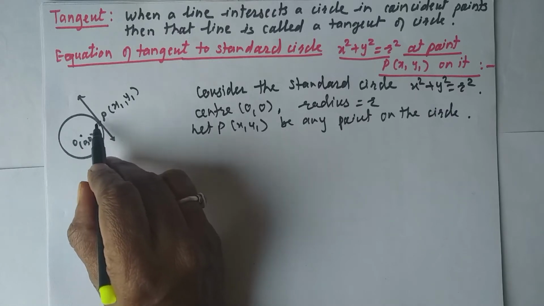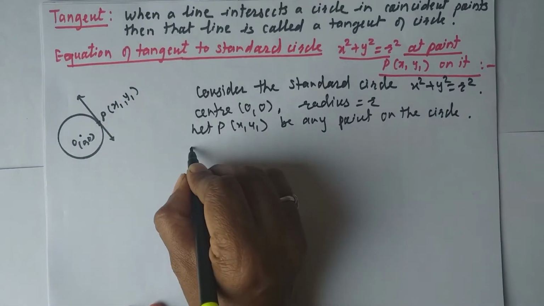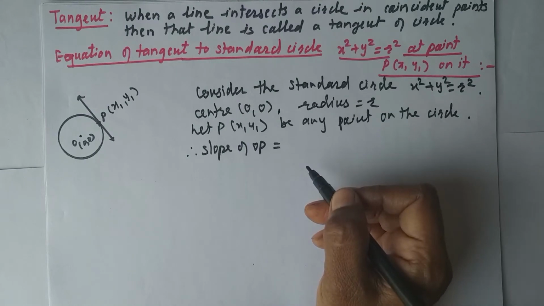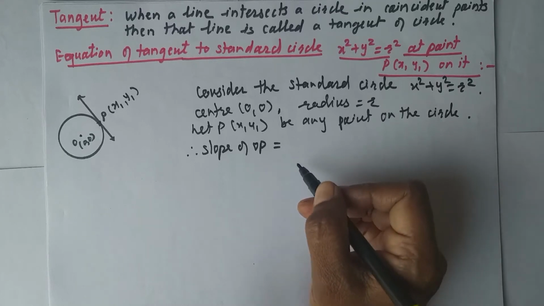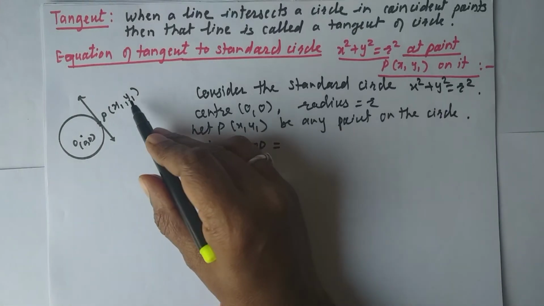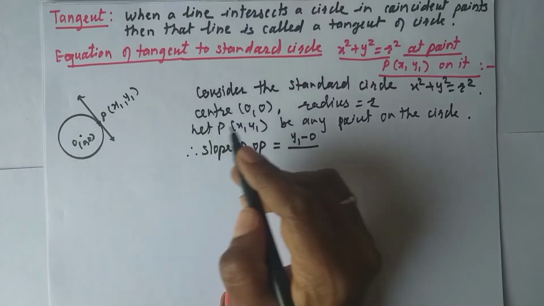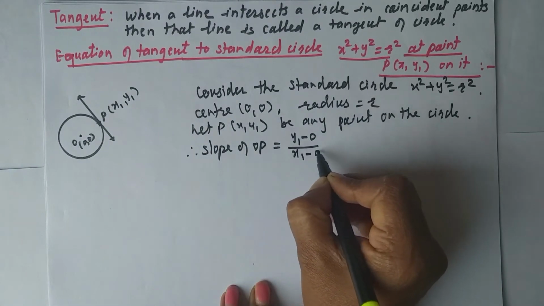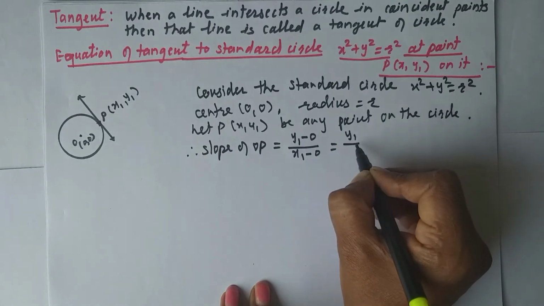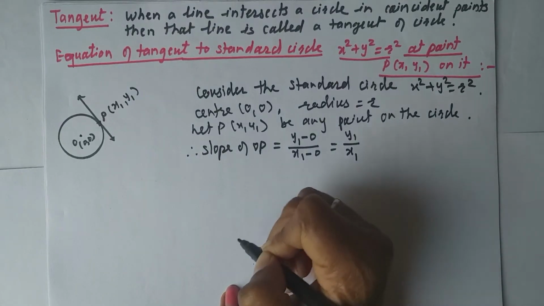We can find out the slope of this OP. If we know any two points on a line, then we can find the slope of the line using the formula: difference of y coordinates divided by difference of x coordinates, as we have seen in the chapter Straight Line. Then what will be the slope here? Take the difference of y coordinates in the numerator, that is y1 minus 0, and the difference of x coordinates, that is x1 minus 0. After simplifying, we get the slope of OP as y1 divided by x1.